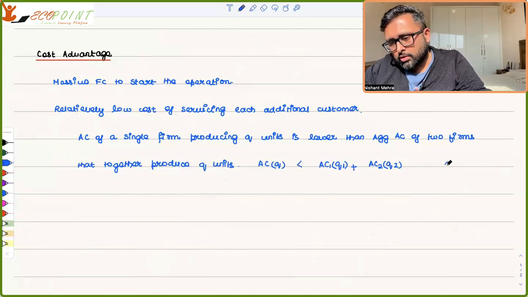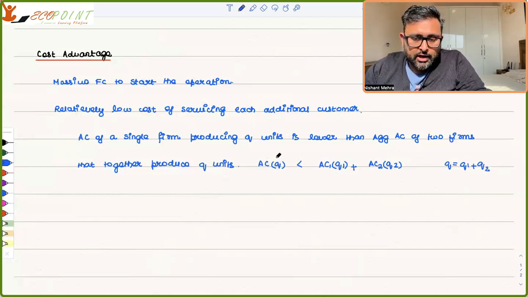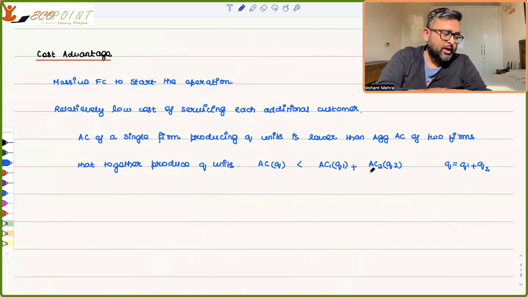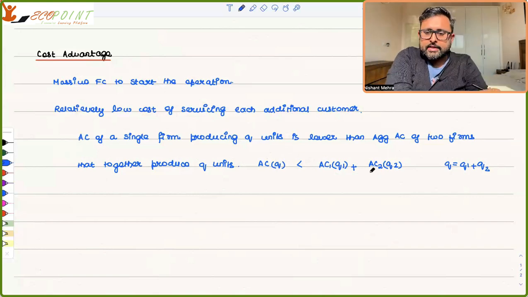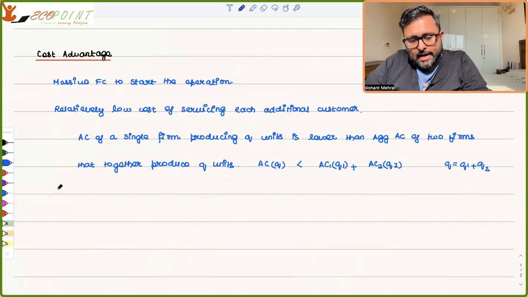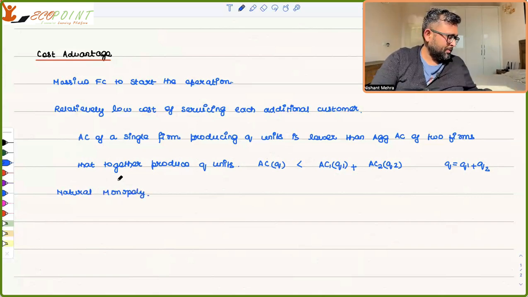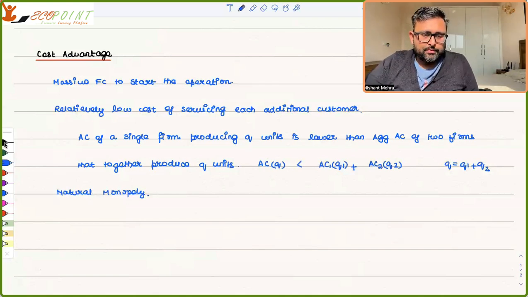So although what both firms together are producing, that is equal to the total output. But when this total output is produced by just one firm, the AC is lower as compared to if there are two firms. Right? This is basically the case of a natural monopoly. Natural monopoly. I made a video on natural monopoly also. आप एक बार देख लीजिएगा. So यहाँ पे एग्जाम्पल दिया आपकी बुक ने.